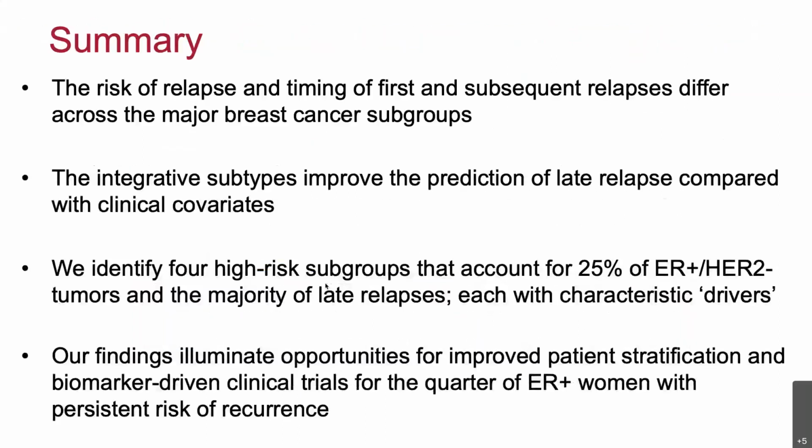So in summary, we find in this unprecedented cohort that the risk of relapse and the timing of first as well as subsequent relapses differs across the major breast cancer subgroups. We find that the integrative subgroups can improve the prediction of late distant relapse compared to standard clinical covariates. And we have now identified the subgroup of ER positive patients that are at highest risk of relapse. We believe that there are new strategies to target these women and are very excited about harnessing this approach to improve patient stratification.